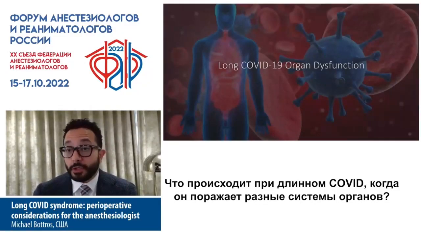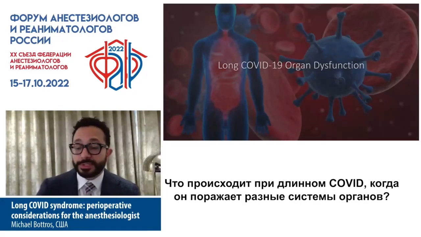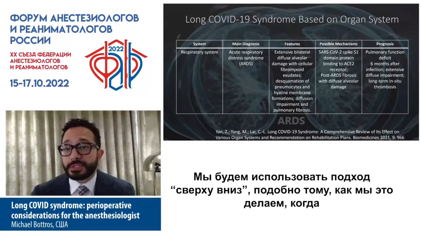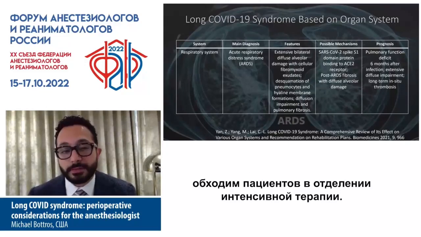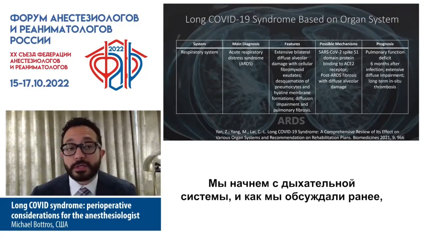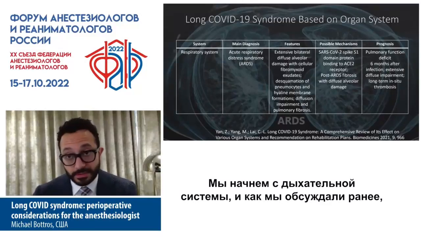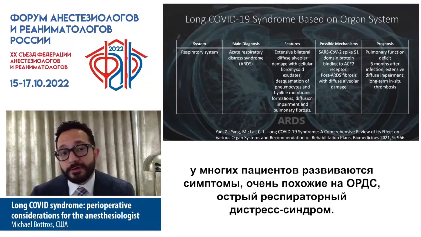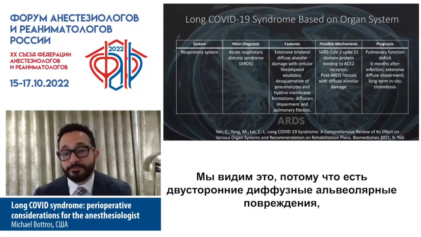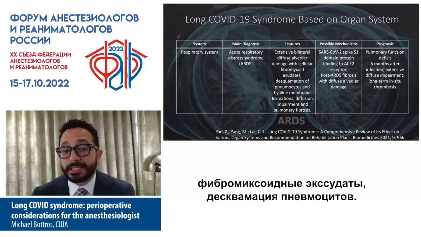What happens in long COVID as it affects different organ systems? Well, we're going to approach this from a top-down approach, similar to how we do when we round on patients in the ICU. We're going to start with the respiratory system, and we notice that, as we discussed earlier, many patients develop symptoms very similar to ARDS, acute respiratory distress syndrome. We see this because there are a number of bilateral diffuse alveolar damage, fibromyxoid exudates, desquamation of pneumocytes.